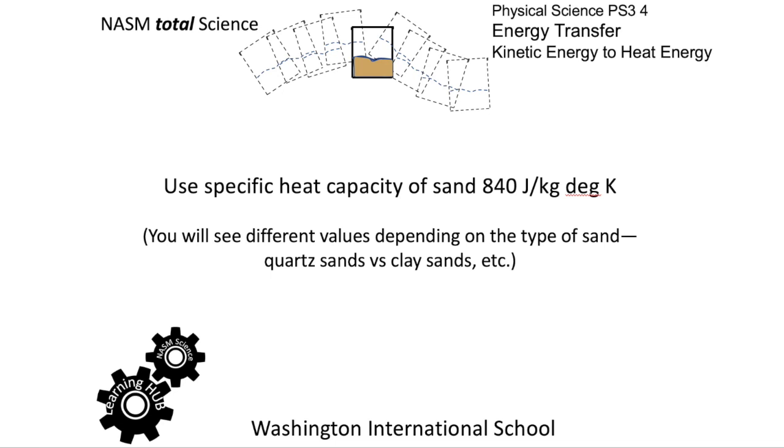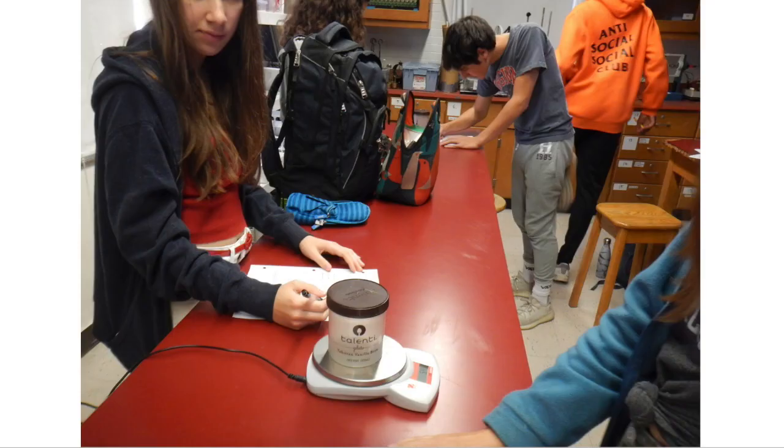And we're going to use a specific heat capacity of sand here. If you look up the data, different types of sand, quartz sand, clay sands, and in between sands will have different values. So again, some more experimentation. You can do your calculation.